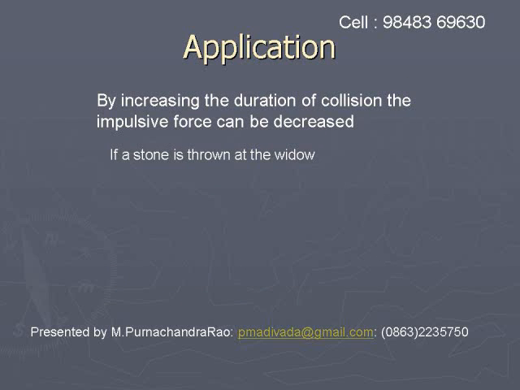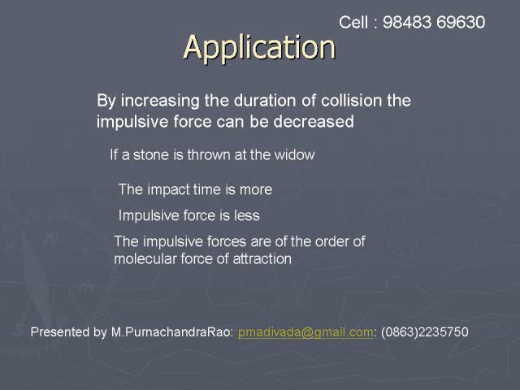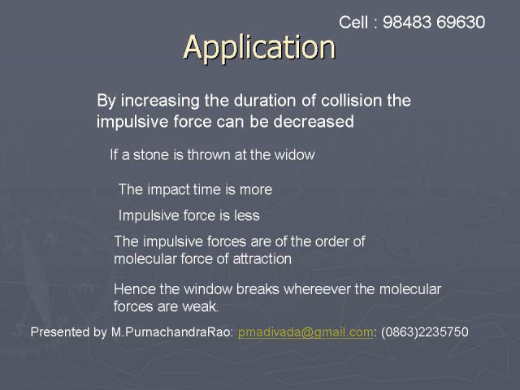If a stone is thrown at the same glass window, then the window breaks. The speed of the stone is less. Hence, the time of impact will be more, and the impulsive forces are comparable to the molecular forces of attraction. Hence, the glass window breaks wherever the molecular forces of attraction are weak. Hence, we notice cracks in the glass window when a stone is thrown at it.